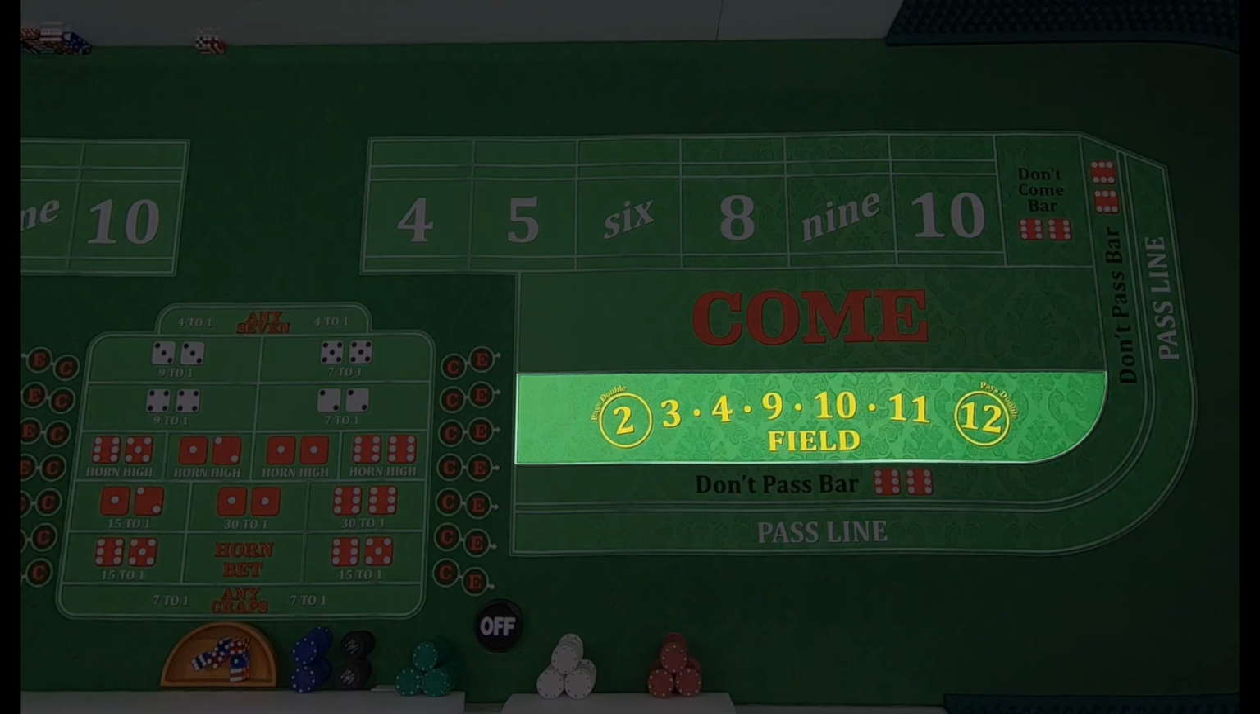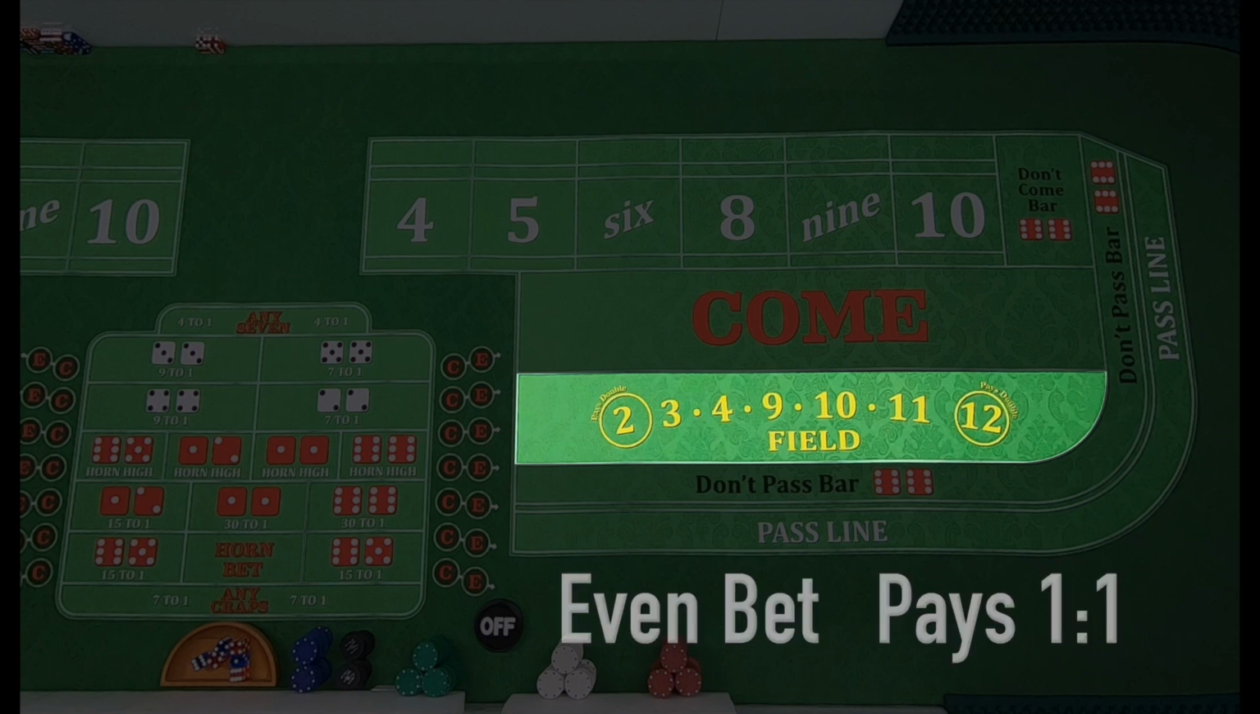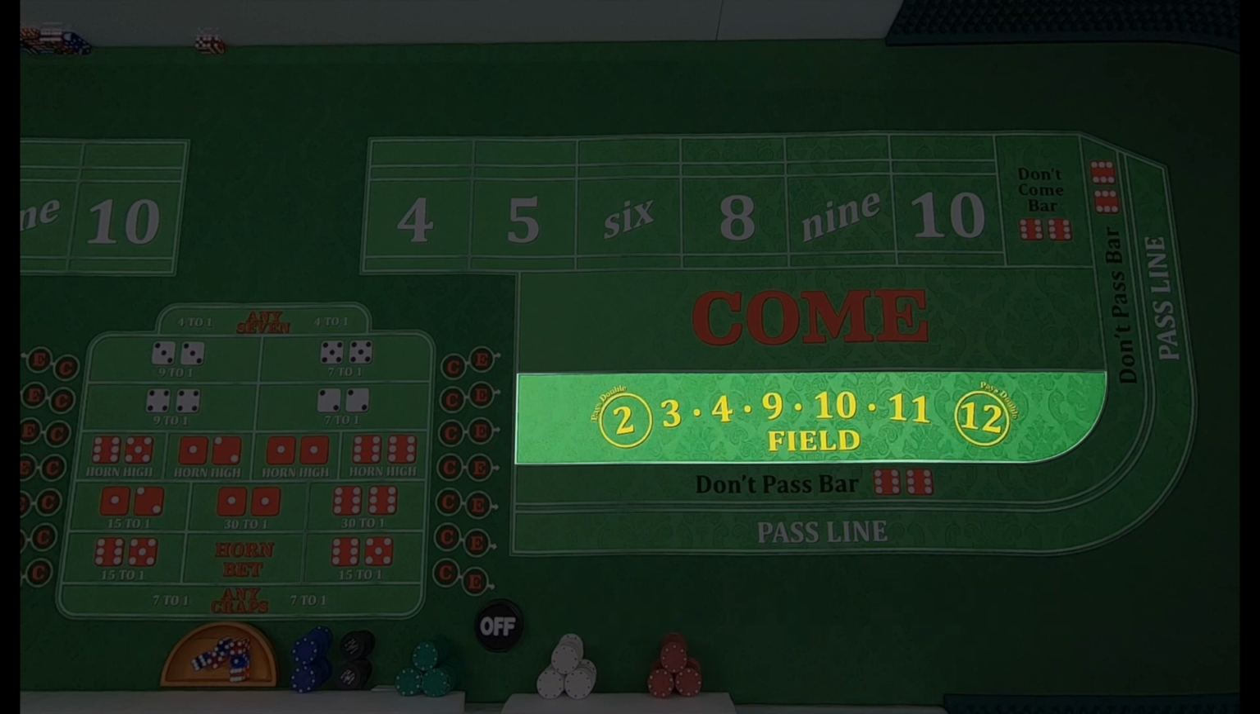The field bet is a one-time roll, next shot only type of bet. It's an easy bet to play and understand. If you throw a $5 chip onto the field, you win on an even 1-to-1 bet if the next roll is any of those listed numbers, the 2, 3, 4, 9, 10, 11, or 12, and it pays double for the 2, and in some casinos it even pays triple for the 12.